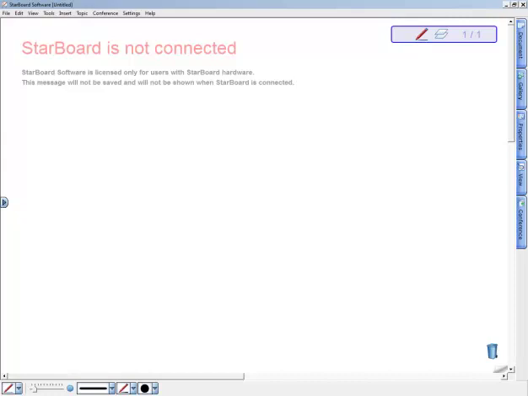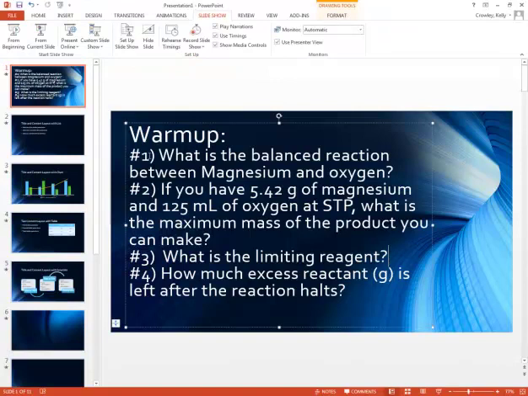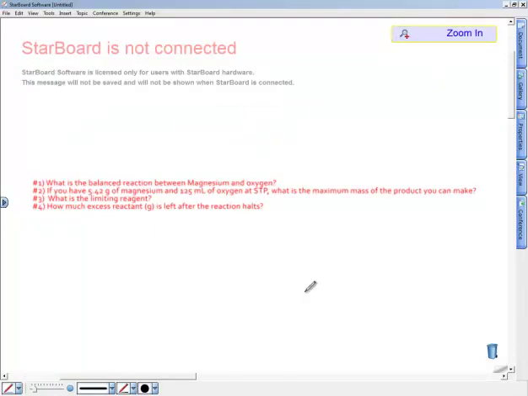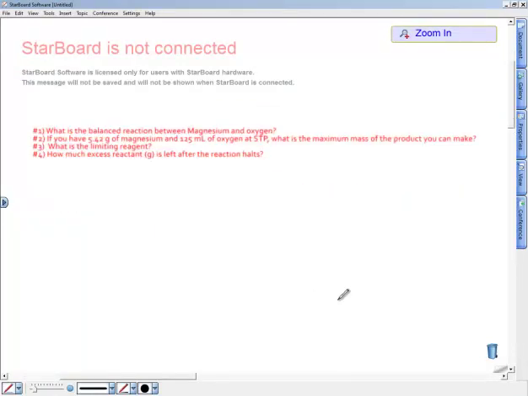So, for example, we have a really short warm-up here. And I'm just going to copy this over so that we can see it. Here we go. There, now I can read it. What is the balanced reaction between magnesium and oxygen? This is one of the best chemical reactions that we usually work with in the reactions lab. You guys remember the reactions lab, all the 5 different reactions that you guys were doing?